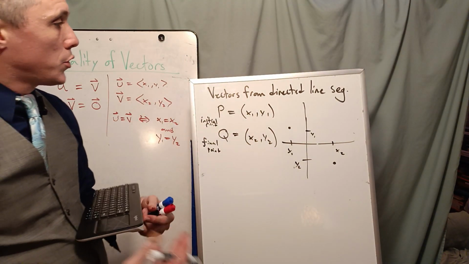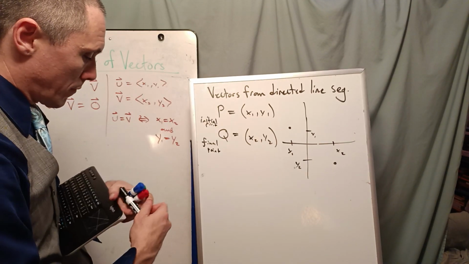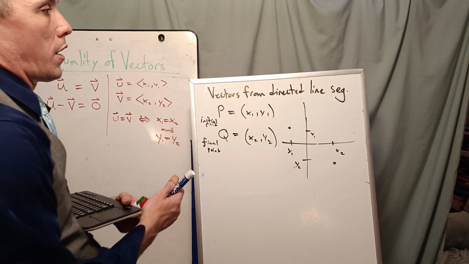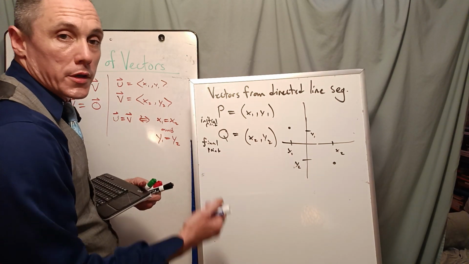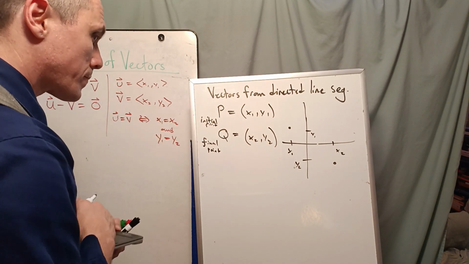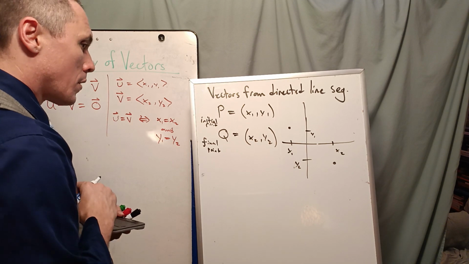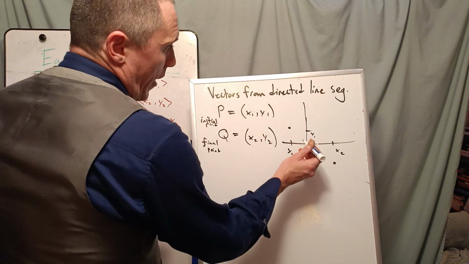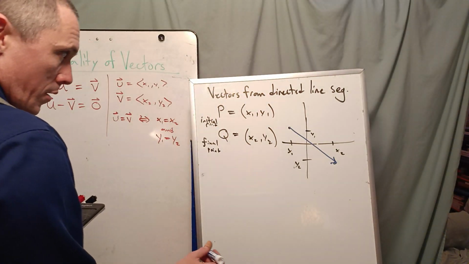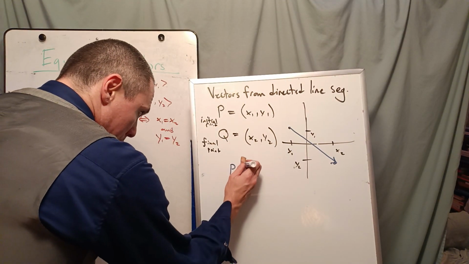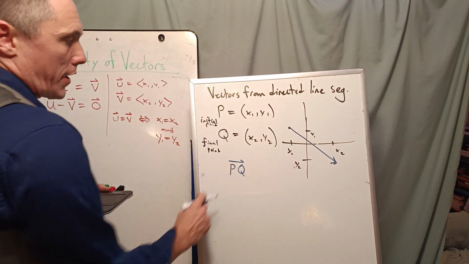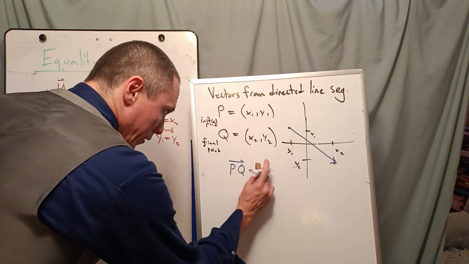They merely indicate 2 points in space. Again, we're using R2 for easy illustration, but for R3 you just basically add another component to each one of the operations we're talking about. And so we define this arrow, this vector, as the vector of the directed line segment PQ.